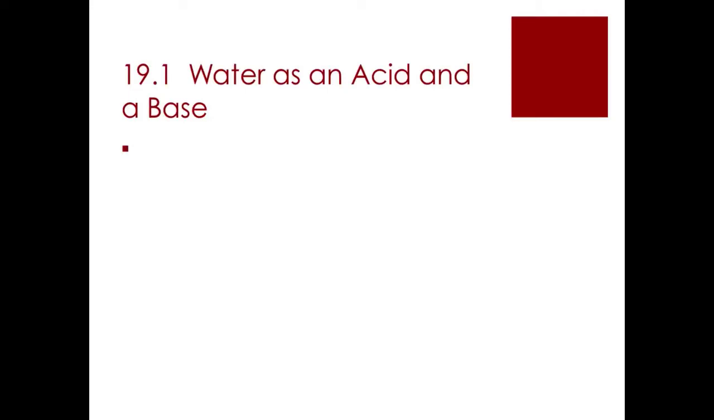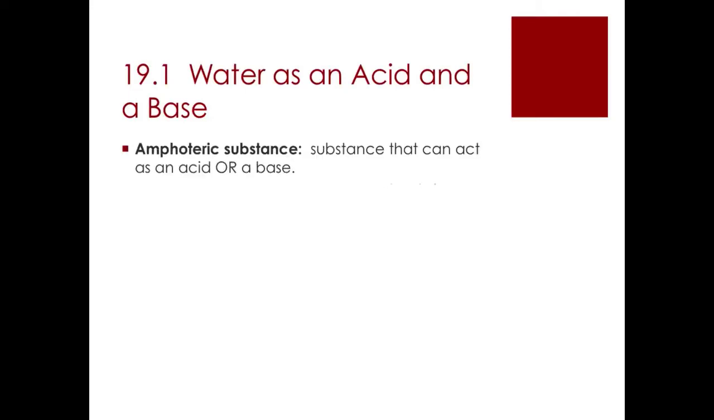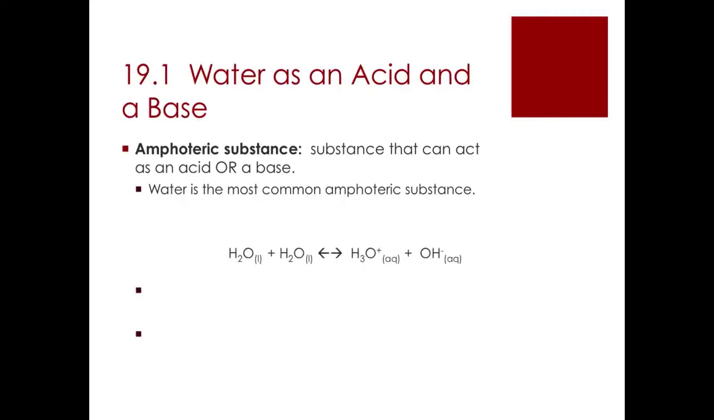So let's start by looking at water, which can act as an acid or a base. We have a term for solutions like this. They're called amphoteric. Amphoteric substances are substances that can act as an acid or a base. Water is the most common of these. We've already seen this example when we looked at the Brønsted-Lowry definition of acids and bases. Sometimes water acted as an acid, sometimes it acted as a base.